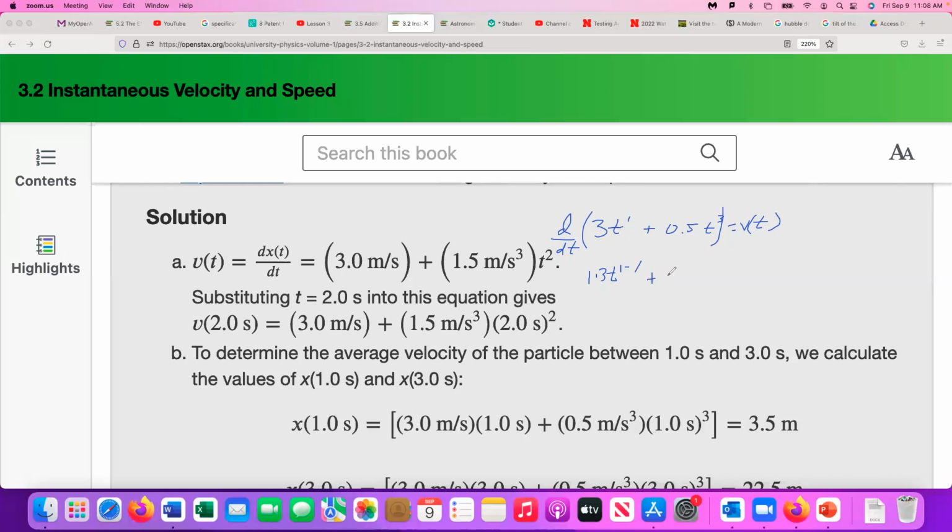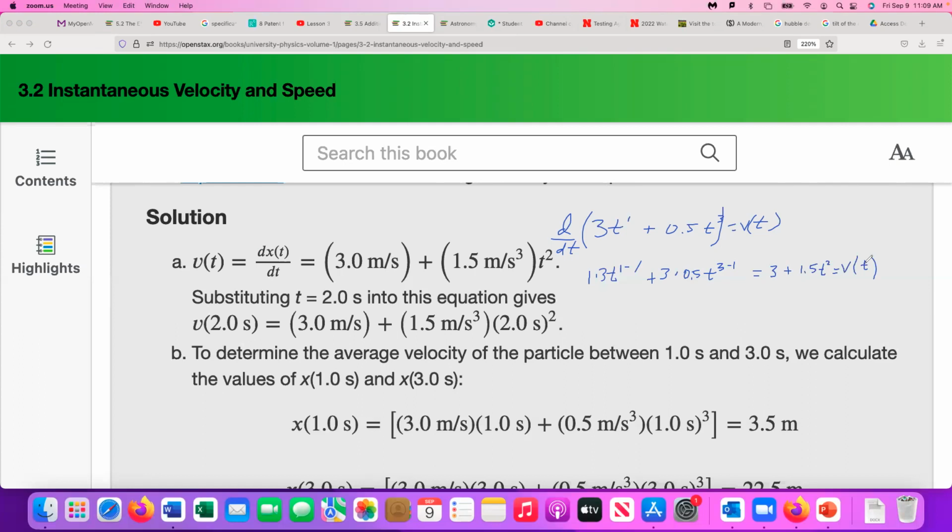You do the same thing on the next one. You bring down the 3, so it's 3 times 0.5, and then you subtract 1 from the 3 and put it back up there. So it's 3 minus 1, which is t squared. To simplify, 1 times 3 is just 3, and t to the 1 minus 1 is t to the 0, which is just 1. So this ends up just being 3, plus 3 times 0.5, which is 1.5, times t to the 3 minus 1, which is t squared. So now this function tells you the velocity at any given point in time t.